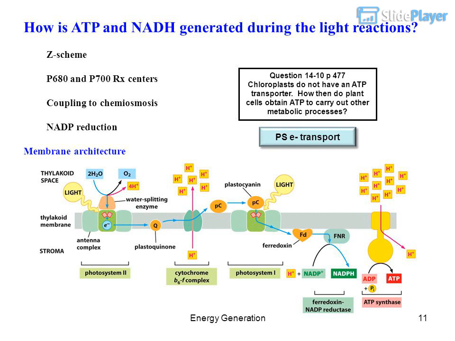Membrane architecture. Question 14-10, p. 477. Chloroplasts do not have an ATP transporter. How then do plant cells obtain ATP to carry out other metabolic processes? PSI transport. Energy generation.